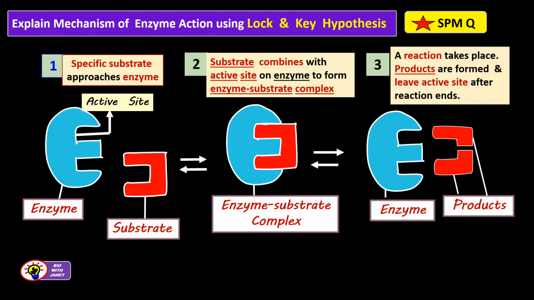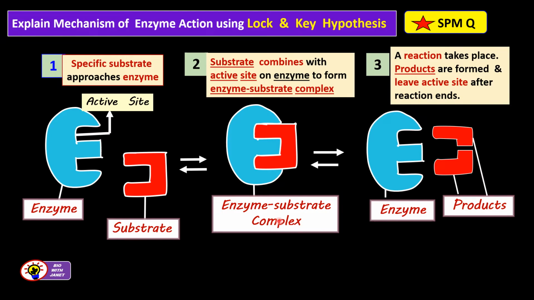So this diagram is similar to the previous slide. And here I just use these shapes to represent the enzyme and the substrate. The enzyme is represented like an E. So it's the same explanation. As you write it, must write it like in the textbook and don't give other explanations, because you may miss out some keywords. So firstly, specific substrate, the red one, approaches the enzyme. All right, the active site is this one. Next, the substrate combines with the active site on the enzyme here to form the enzyme-substrate complex.